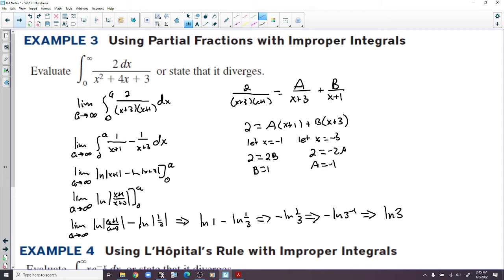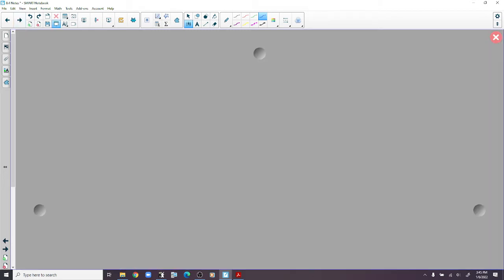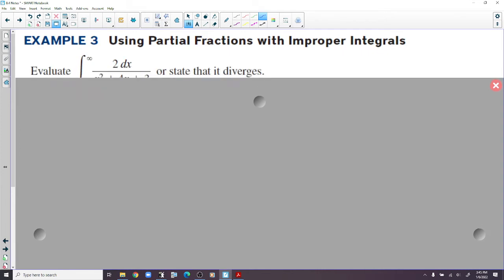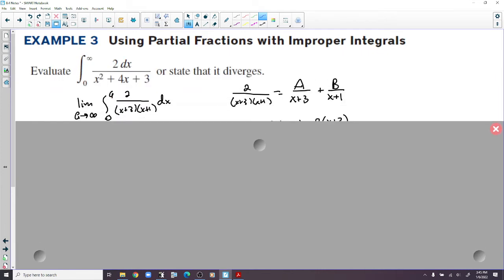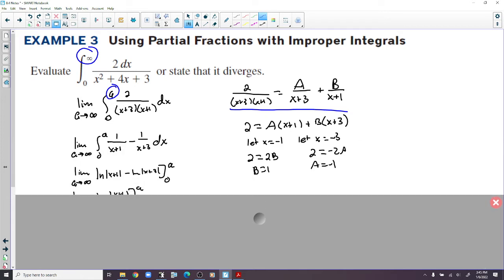Well, now we really get into solving these using the different techniques for integrals. So here's a partial fraction example. We can write it as a limit. Limit as a approaches infinity. So instead of having infinity up here, we're writing a. Here's doing the partial fraction part. And it ends up where b is 1, a is negative 1. So that gets us this line right here.